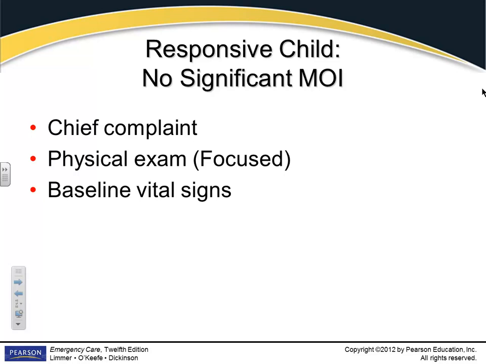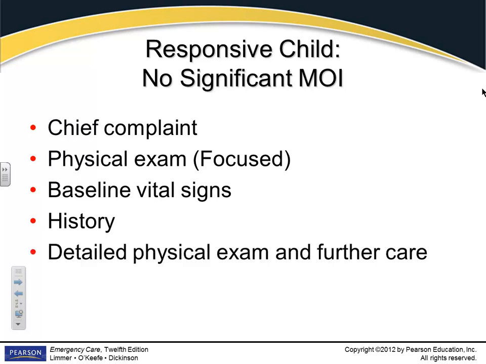What age do we start taking a blood pressure on a child? Three. Because why? Below that, they compensate, so their blood pressure is not going to drop until they're almost dead. So you waste time getting that. You're going to get a history on the child and do your detailed physical exam as you go.